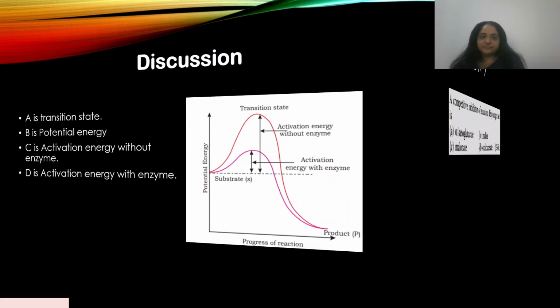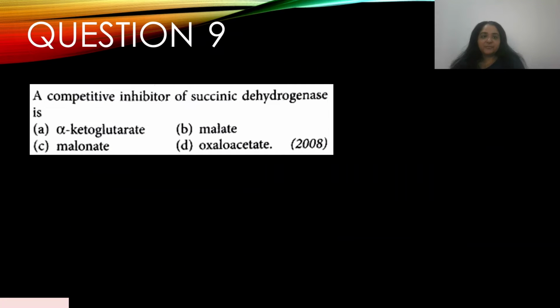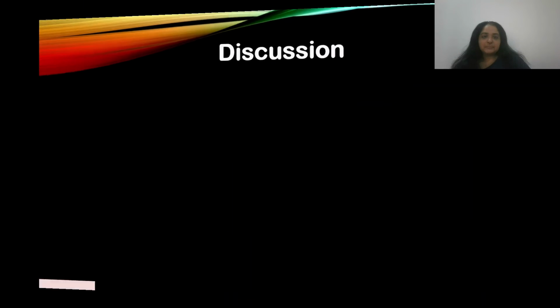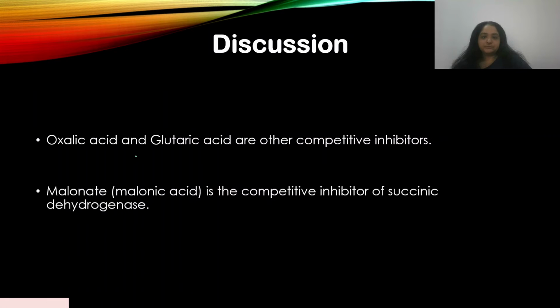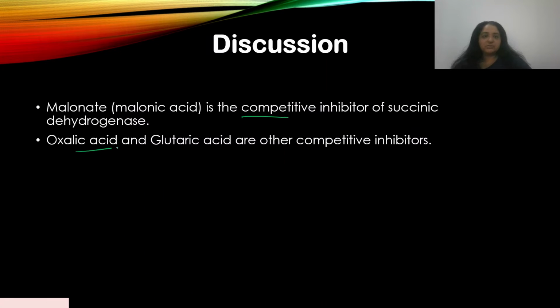Okay, let's move on then. Question number 9. A competitive inhibitor of succinic dehydrogenase is, we already discussed this before, it appeared in 2008. You have A, alpha ketoglutarate, B, malate, C, malonate, and D, oxaloacetate. There are two answers to this question, C and D. Malonate is a competitive inhibitor, also oxalic acid, that's oxaloacetate, and glutaric acid are other competitive inhibitors. Please learn the names.